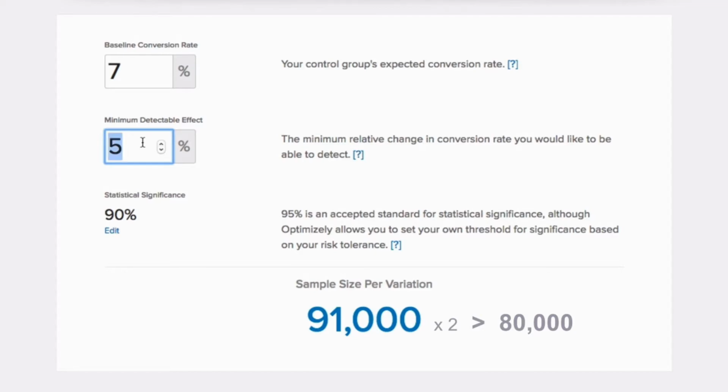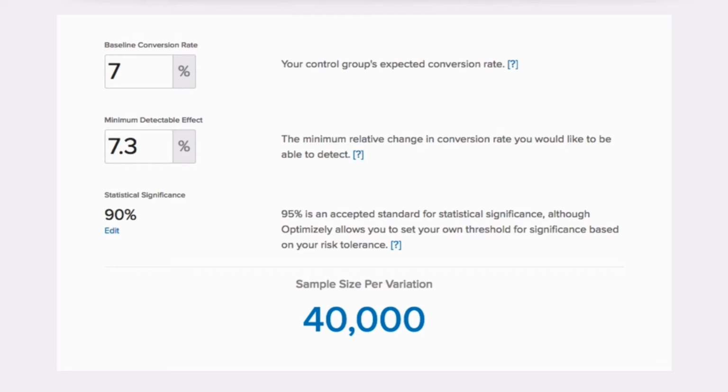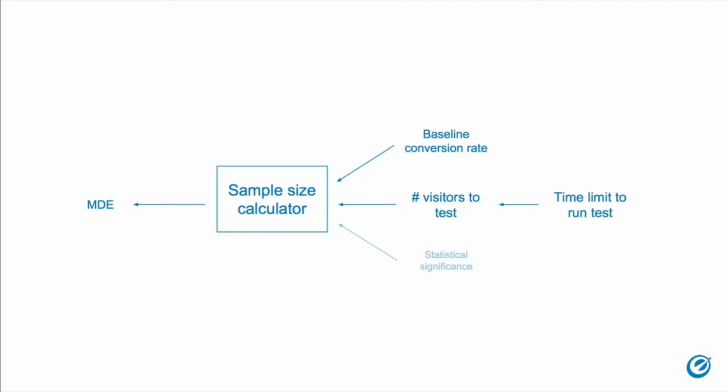After playing with the numbers a bit, we can get a better idea of how long it will take to observe a reasonable range of effects and whether this time frame is okay for us. In some cases, we might be limited in the time or traffic we are willing to invest in this test. Then we can use the calculator to see what kind of effect we can detect within that time frame and whether it makes sense for us to test this.